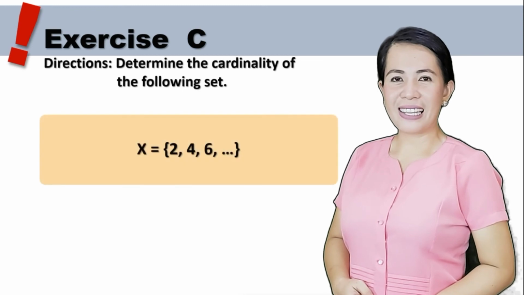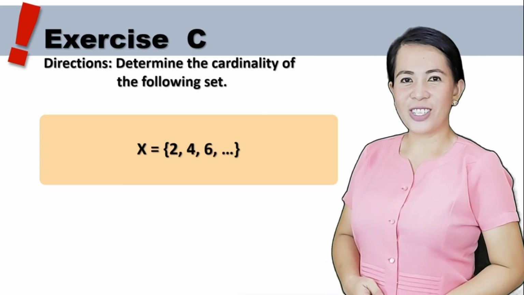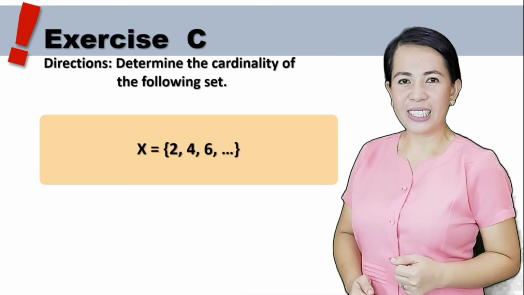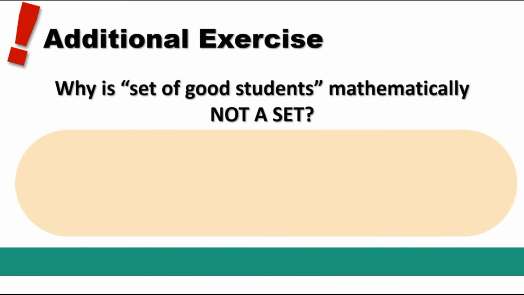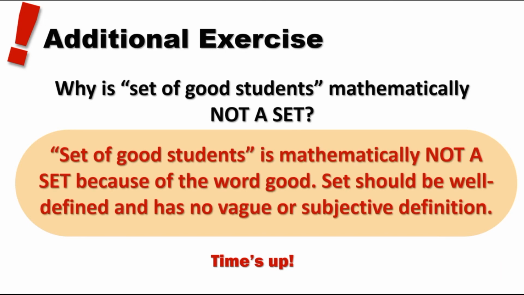How about set X that contains 2, 4, 6, and so on? What is its cardinality? Very good. Its cardinality is infinity. Additional exercise. Why is a set of good students mathematically not a set? A set of good students is mathematically not a set because of the word good. A set should be well defined and have no vague or subjective definition.